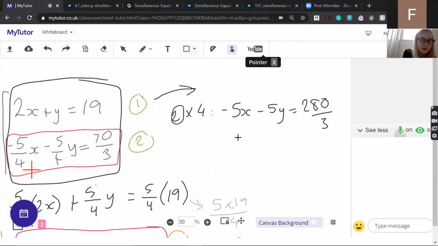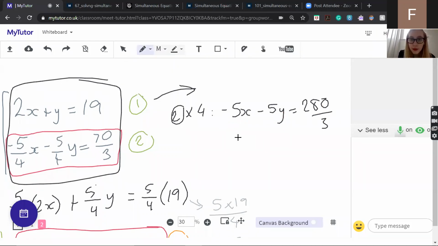That's basically to get rid of these 4's down here. We times every element by 4. And then we're going to times every element by 3. So minus 15x minus 15y equals 280.